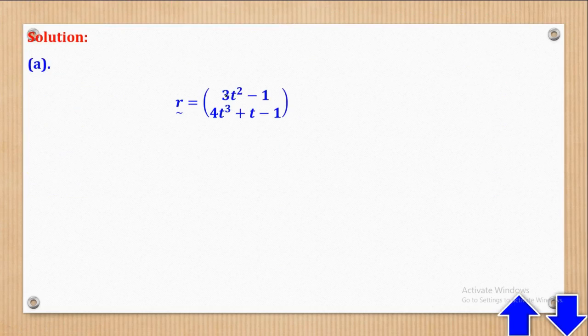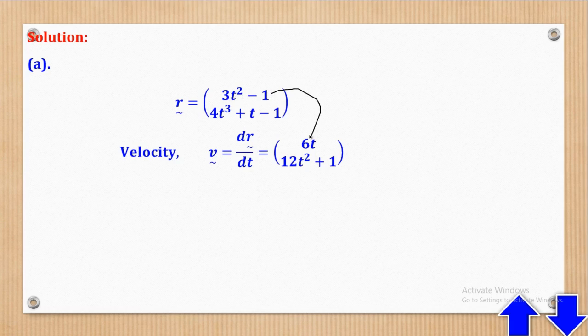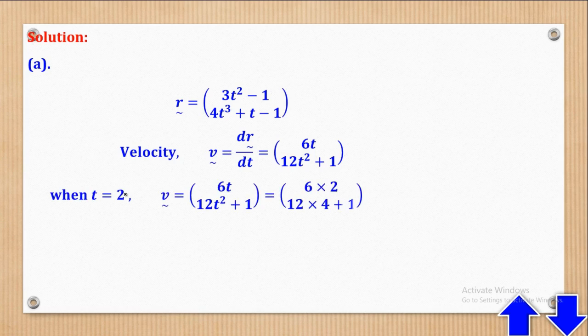First of all, we are given r in terms of t, which is (3t squared minus 1) and (4t cubed plus t minus 1). If I want to get the velocity in terms of t, I have to differentiate r. When I differentiate 3t squared minus 1, I come up with 6t. And when I differentiate 4t cubed plus t minus 1, I come up with 12t squared plus 1. Basically that is now the velocity at any time t. But they want you to get the velocity when t is equal to 2.